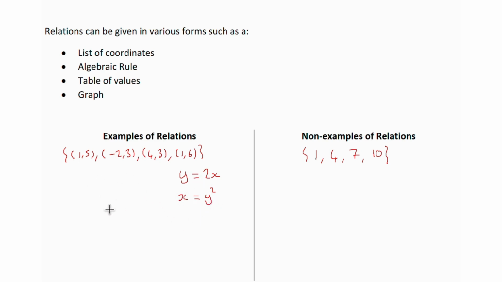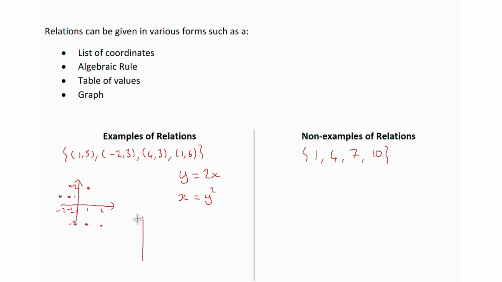We could also have it drawn as graphs. So for example, we could have our coordinates plotted on a graph. So if we call this 1, 2, 1, 2, minus 1, minus 2, minus 1, minus 2, a very quick sketch. And we just plot some points on here. That would be a relation. It is a set of coordinates. We just haven't written them as coordinates. We've drawn them as points on a graph.